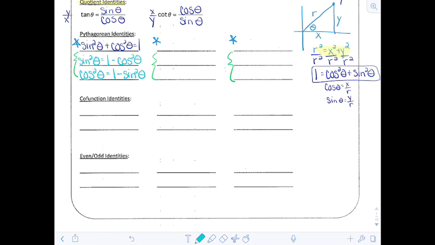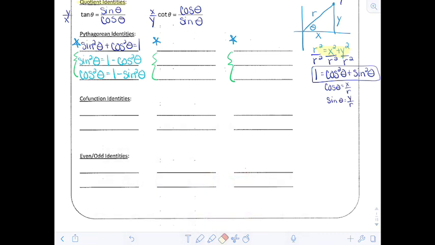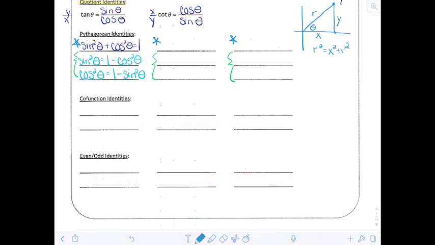Okay, I'm going to go back and erase. Now you don't need to know where these come from, so I'm going to erase this. You're going to have to know them, but you don't have to prove them every time. So we're going to go back to my equation. R squared equals x squared plus y squared.